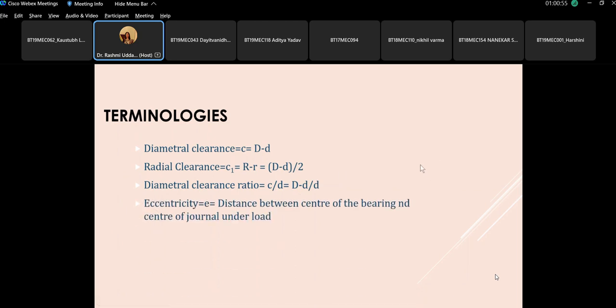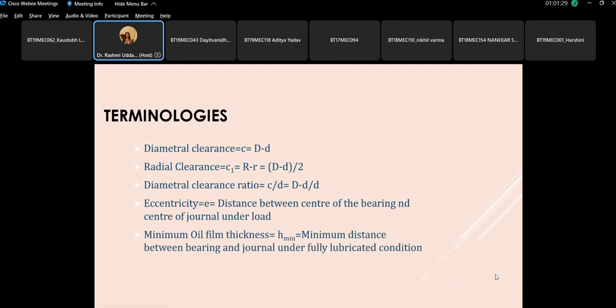Then eccentricity, as we have discussed just now, is the distance between the center of the bearing and the center of the journal at full load. As the load goes on increasing, this eccentricity value might change. Read it again. Whereas this clearance is fixed. It is not changing with speed or with load. But H minimum and eccentricity would change.